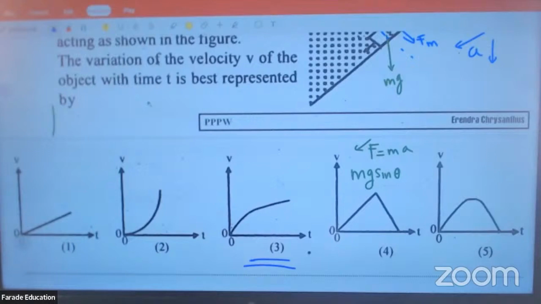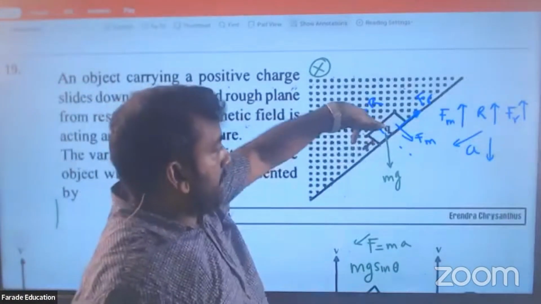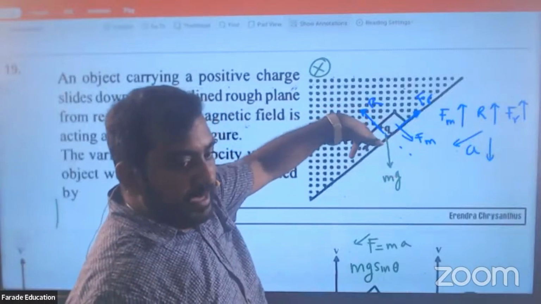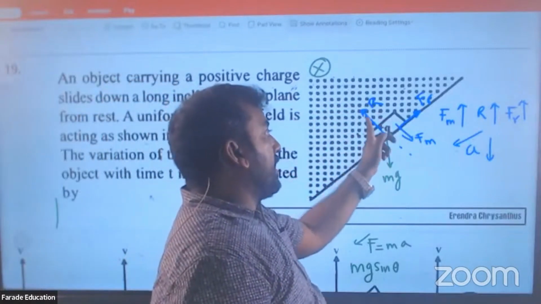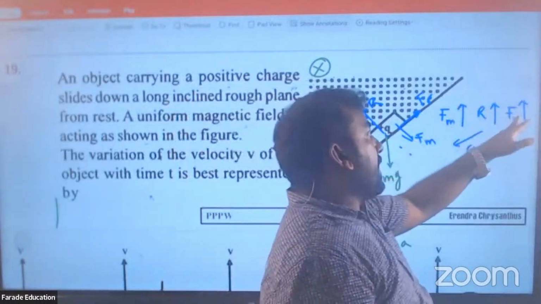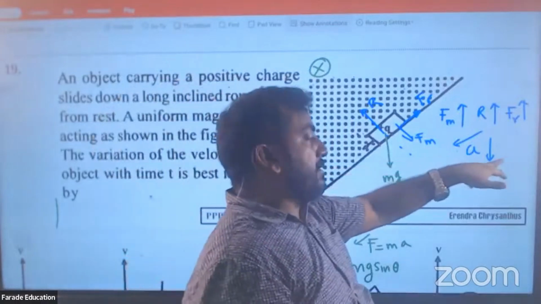So here, it's like a positively charged object. So we apply Fleming's left hand rule. Field, current, force. Here magnetic force increases, normal reaction increases. Normal reaction increases, friction force increases. Friction force increases, acceleration will reduce.